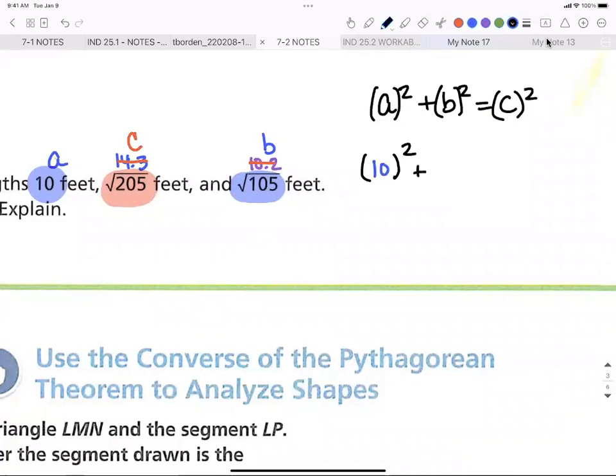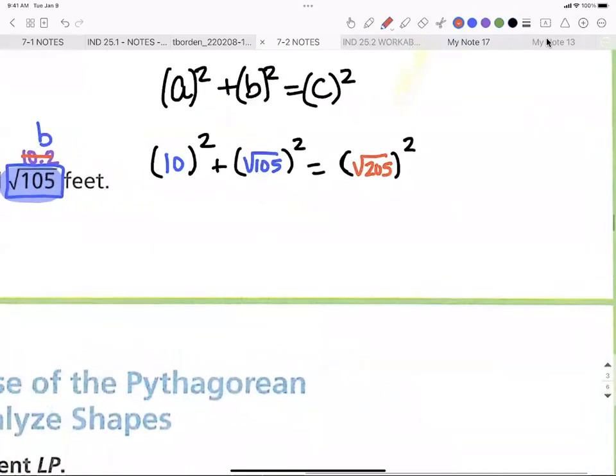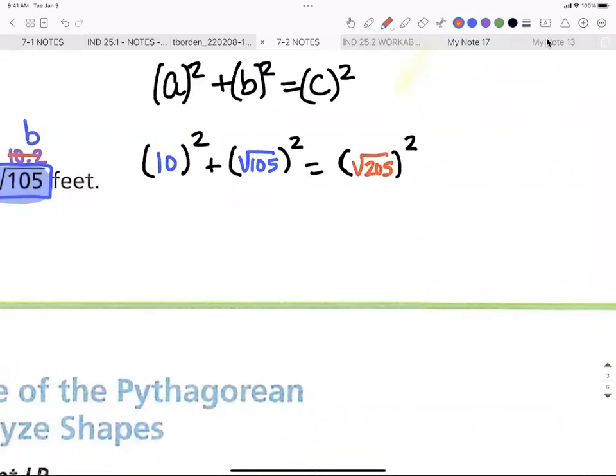If we plug in the value for B and square that, it looks really weird, but let's plug this exactly as we see it. So we're going to put the square root of 105 in for B. And then we're going to do the same thing. We're going to plug C exactly how it's written. So the square root of 205 in for C. It looks really weird, but these are actually a whole lot easier, and I'll show you why.